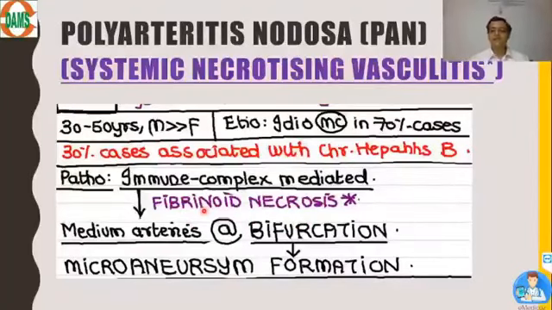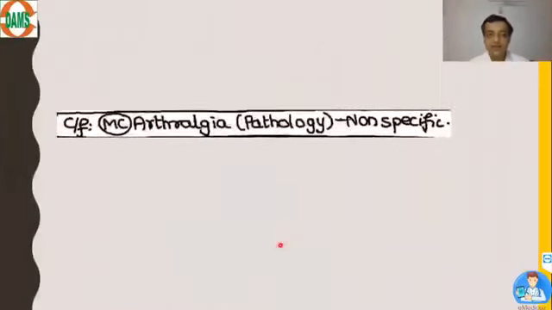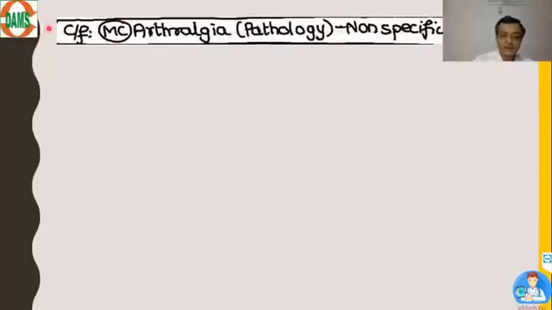It causes fibrinoid necrosis in the medium vessel, it is a medium vessel vasculitis, right at the bifurcation, which leads to microaneurysm formation, which leads to the manifestations of the disease. Let us look at that. So, clinical features.